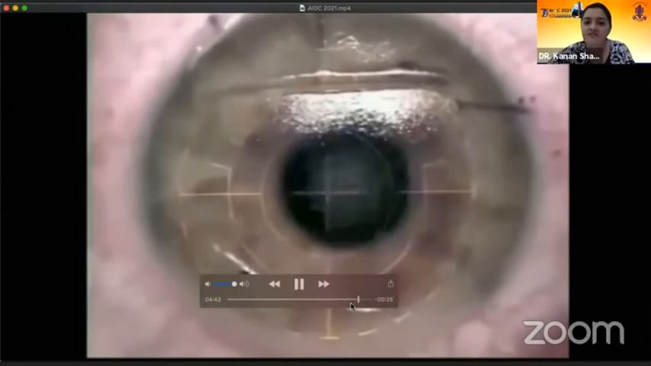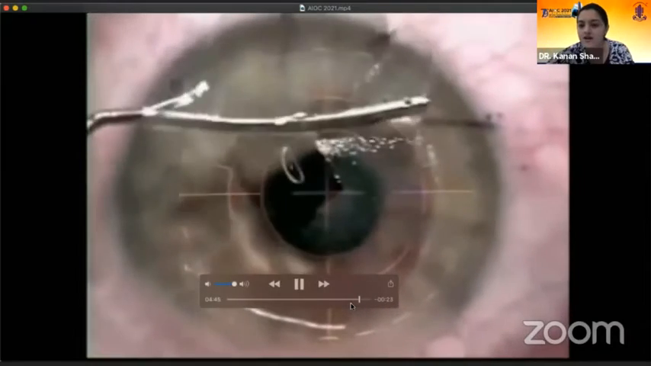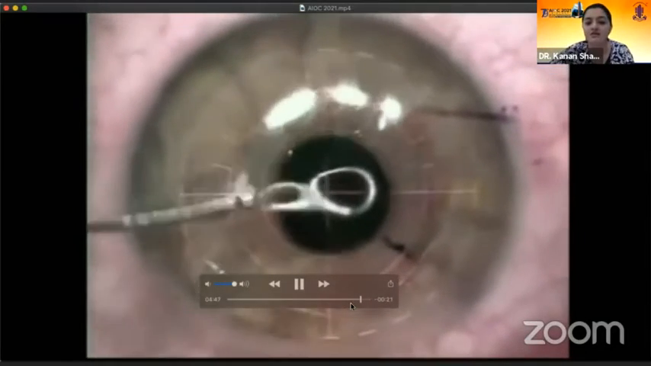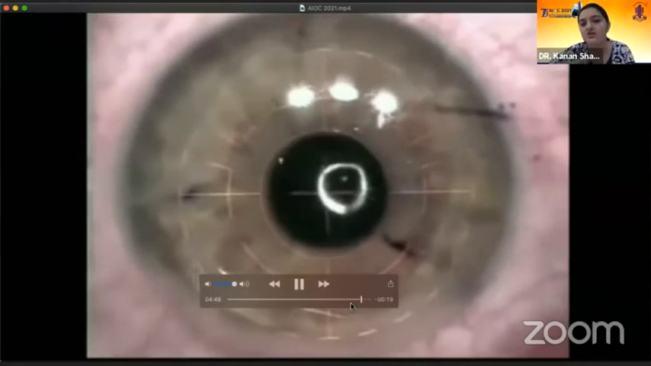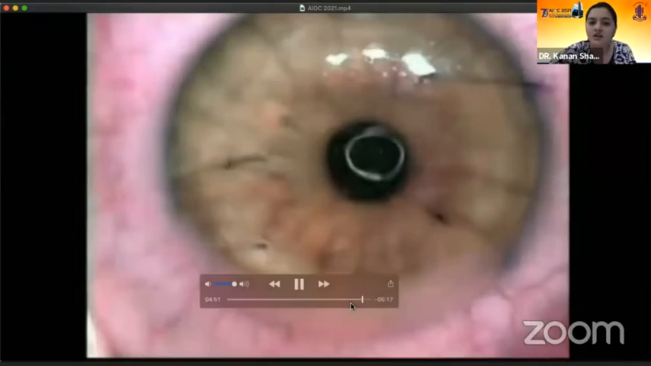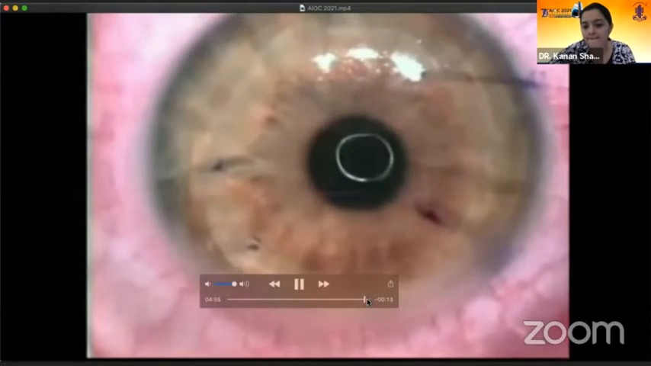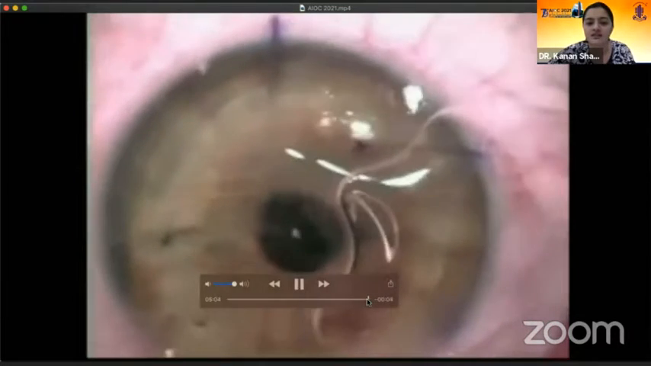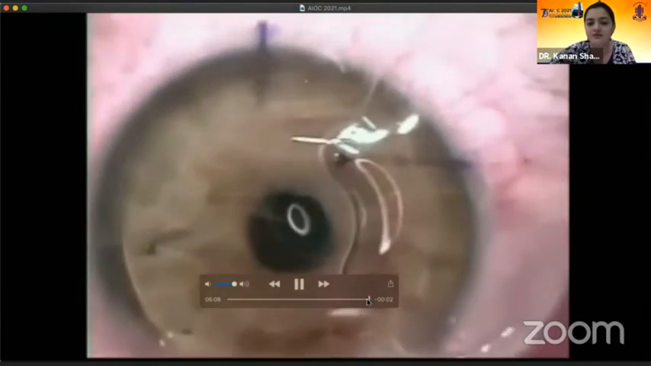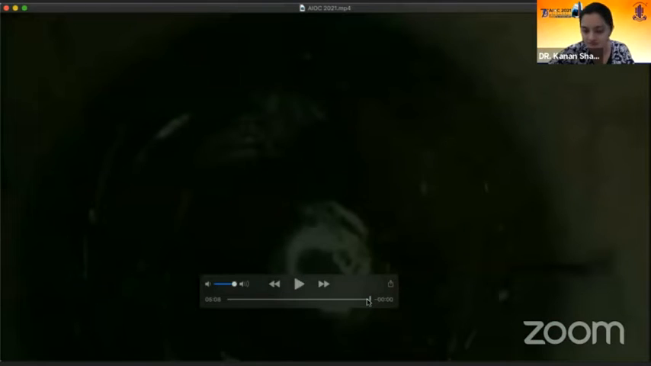So I converted the inferior attached part into a hinge, and I converted the superior hinge into the inferior hinge, gave the laser, and put the flap back. And I put the BCL on top of it and completed the procedure. On the next follow-up day, the flap was absolutely stuck to the cornea, and the patient is absolutely happy. Thank you so much.